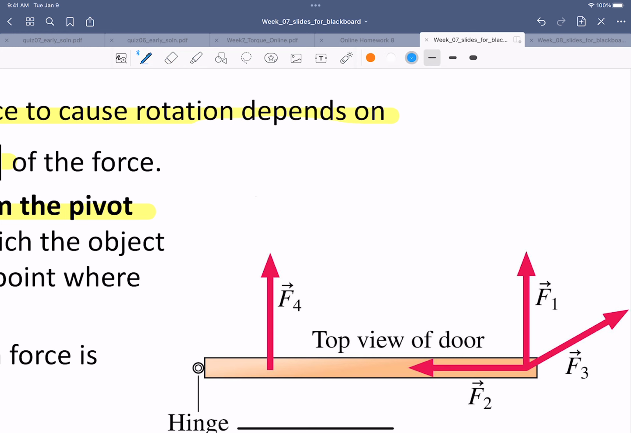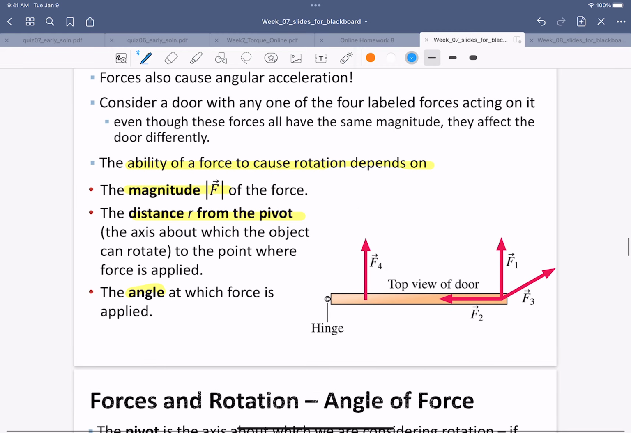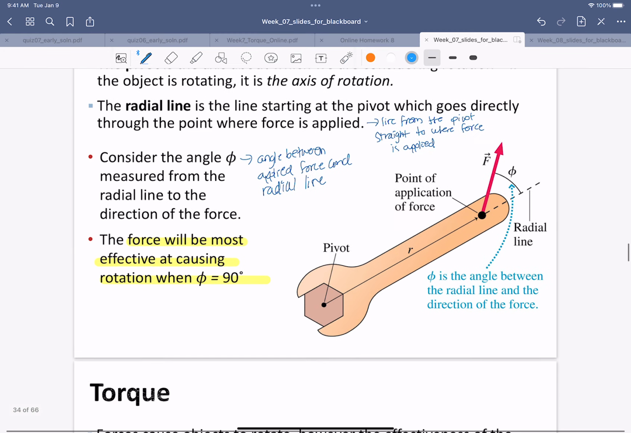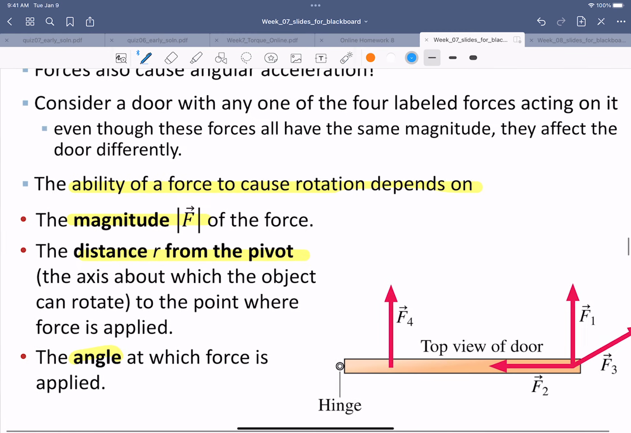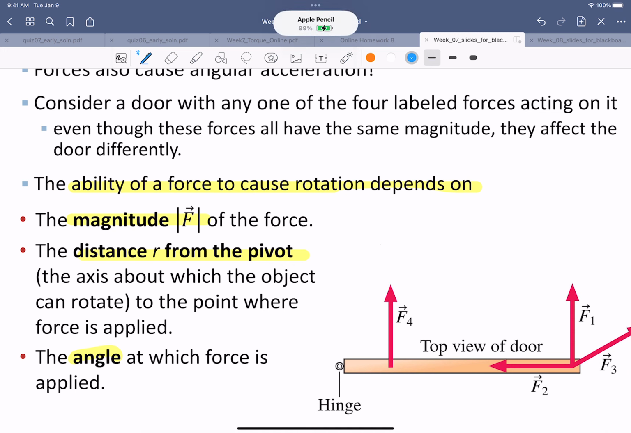So the idea here is there's three components that torque will depend on. That's the magnitude of the force, how much force you're exerting to enable that rotation, how far away you're exerting that force from the pivot or the hinge, and then the angle at which you apply it.